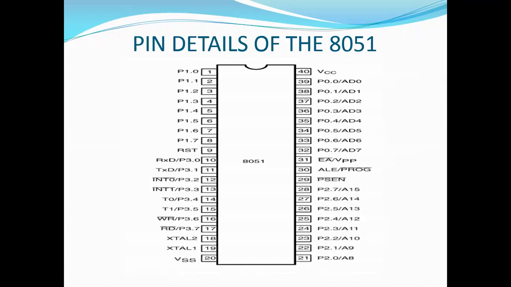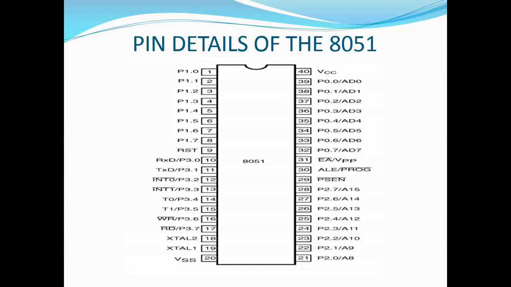Then port 0 pins are indicated as port 0.0, that is, P0.0, P0.1, P0.2, P0.3, P0.4, P0.5, P0.6, P0.7, which is pin number 32 to 39. Then port 1, on the left side, pin number 1 to 8, is P1.0 to P1.7. And next, port 2. In port 2 there is one difference. For port 0, port 1, and port 3, from top to bottom we write 0, 1, 2 like that.